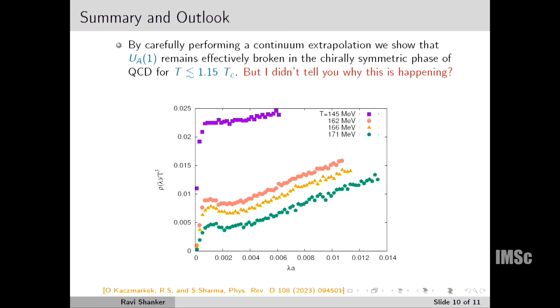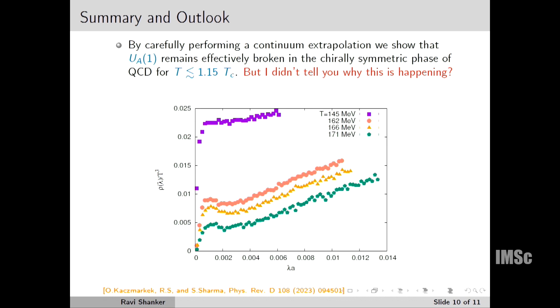So, the summary of the talk. By carefully performing a continuum extrapolation, we show that UA1 remains effectively broken in the chiral symmetric phase of QCD below temperature 1.15 Tc. But I didn't tell you why this is happening.